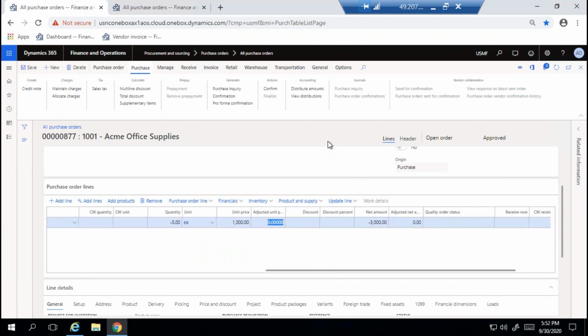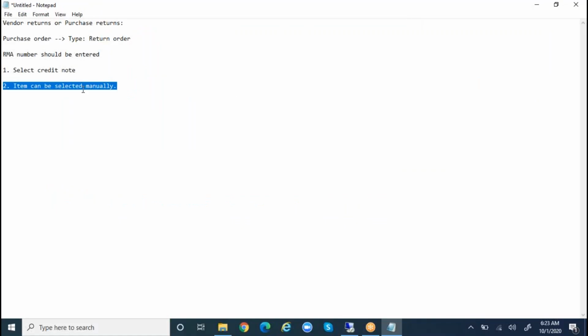This is not the same purchase order. Purchase return order. Okay, I have taken purchase return order. So what are the artifacts involved in the return process? One is return order, other is credit note, anything else? You see, purchase returns is also called credit note. All right. Okay, so purchase returns is also called credit note.